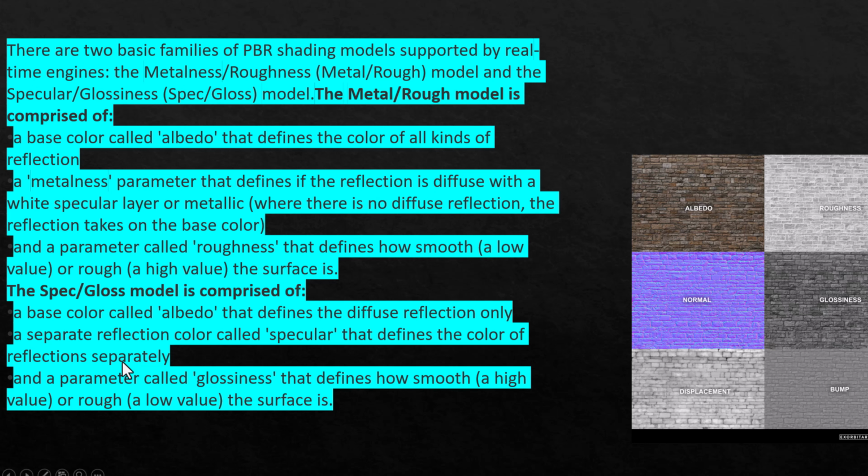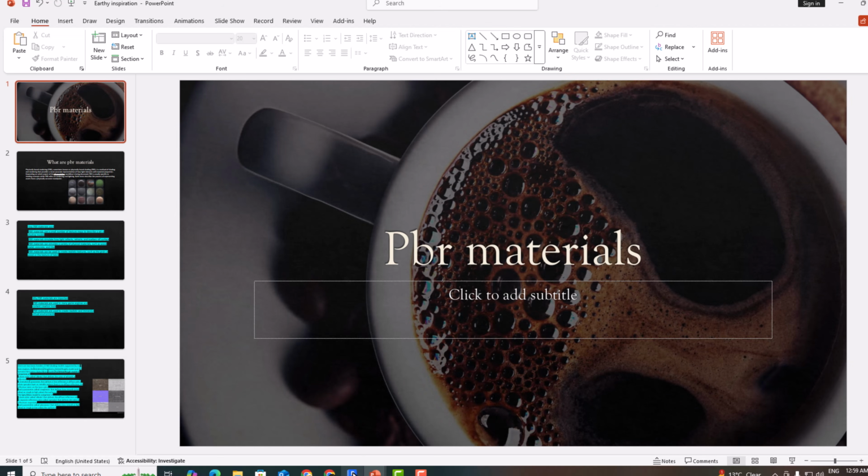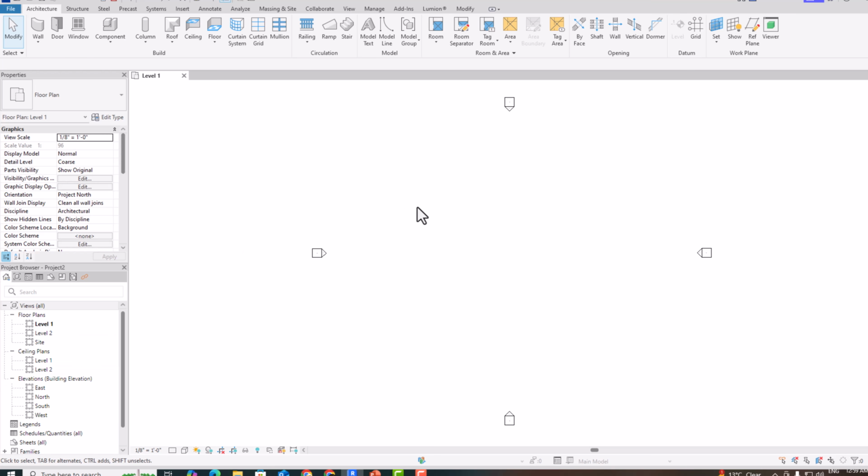So a specular gives reflective surfaces, and a parameter called glossiness defines how smooth or rough the surface is. So we'll understand these PBR materials in Revit. I will show you.